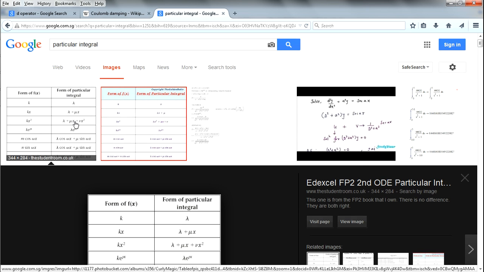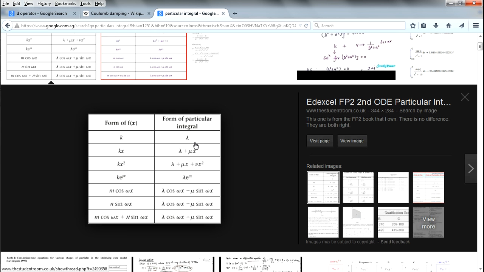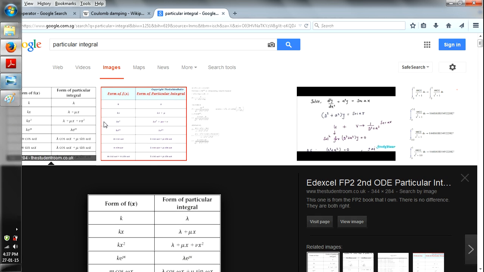If you remember, for the particular integral, if it's just one constant, you can use this one, lambda, or some constant of the same magnitude as this. Let's say if it's squared, then you have to square, plus a lower degree, plus another lower degree. If you remember how the math works, you have studied it already.